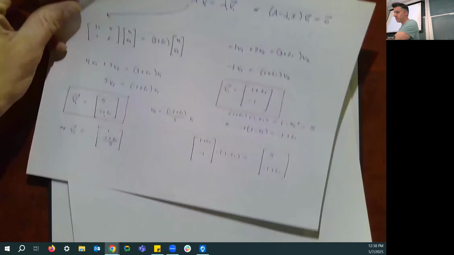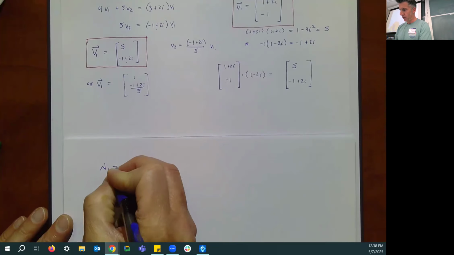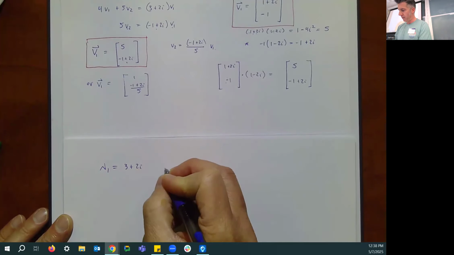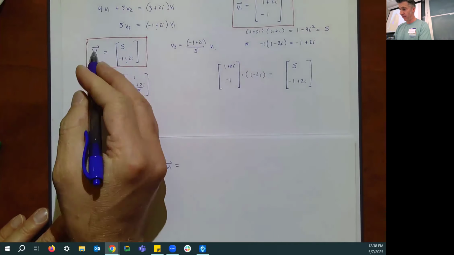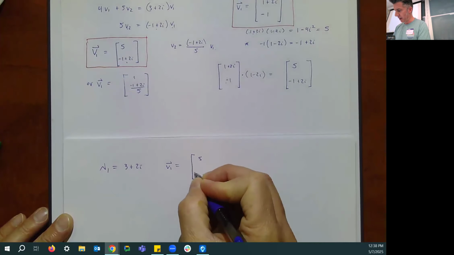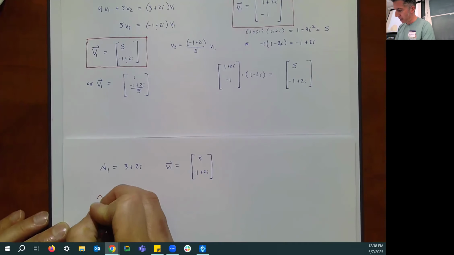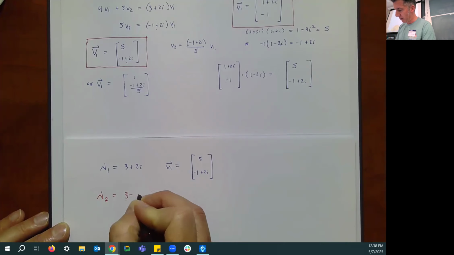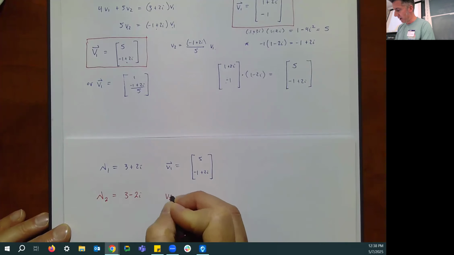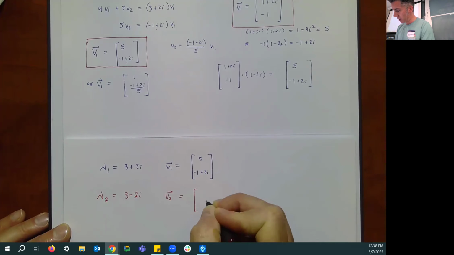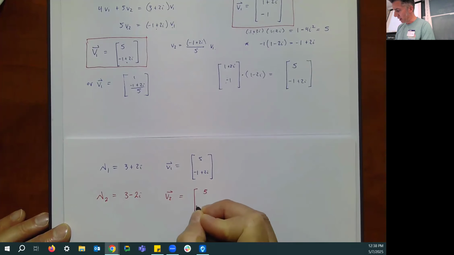To sum up here. For our first eigenvalue, lambda 1, which was 3 plus 2i, our eigenvector ended up being, I'm going to use the one I found first, which was 5, negative 1 plus 2i. And then you never have to do any work to find, you really shouldn't even think about the second eigenvector. I'm not actually going to do it, but you can very easily say that for the second eigenvalue, 3 minus 2i, the second eigenvector, all the imaginary parts just change signs. So you still get a 5 here, you still get a negative 1 here, but instead of plus 2i, you get minus 2i.